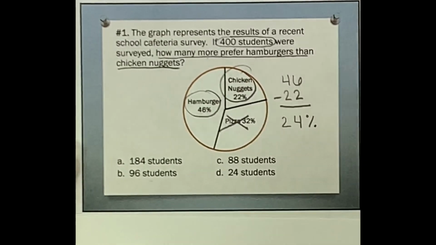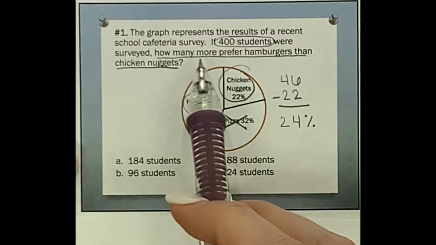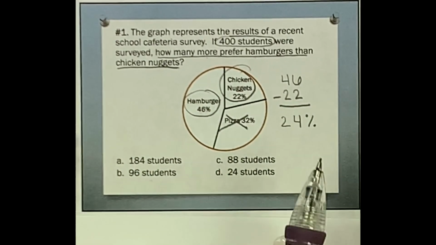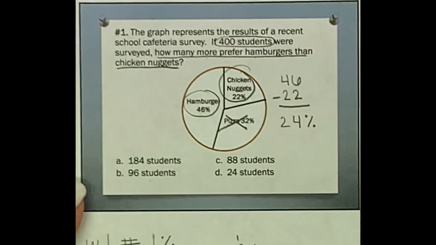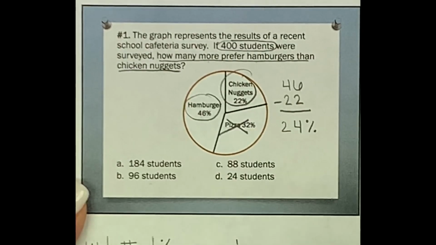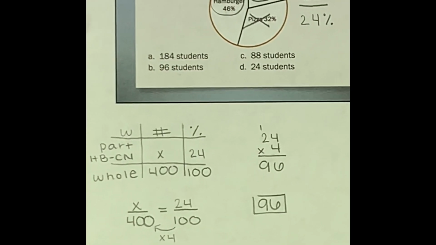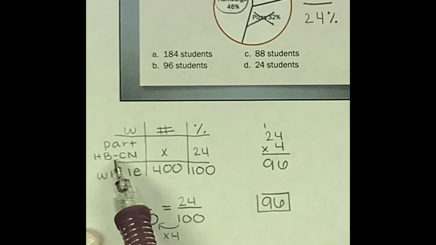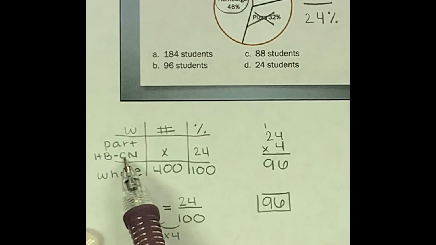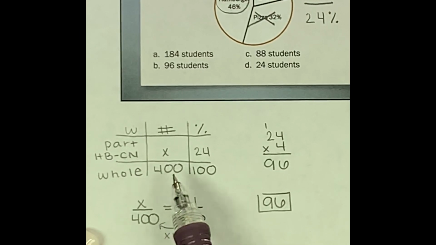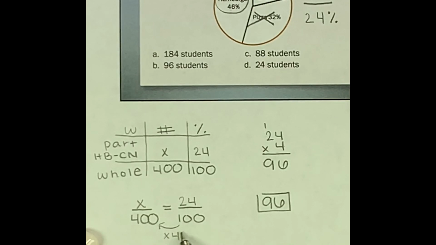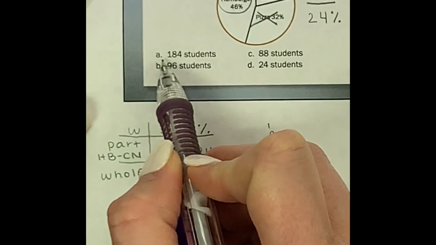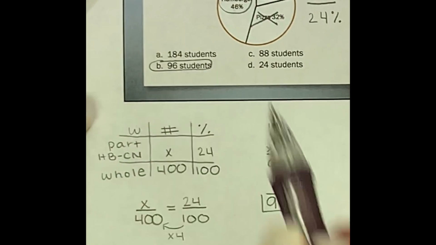So that means 24% prefers hamburgers over chicken nuggets. That is the percentage I'm going to put in my W hashtag percent. So here's my work. And so I put the 24% here, and that was from when I subtracted hamburgers and chicken nuggets. They said there's a total of 400 students, and when I solved it, I used a scale factor, and I got 96. So there are 96 students who prefer hamburgers over chicken nuggets.